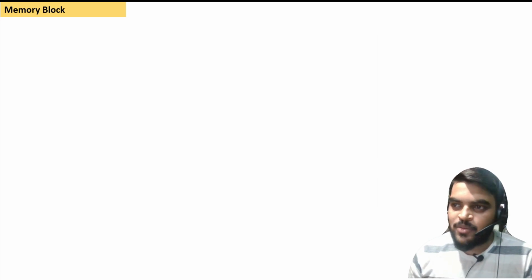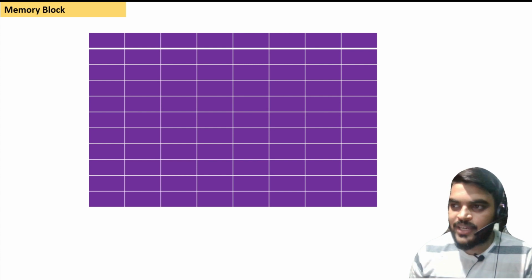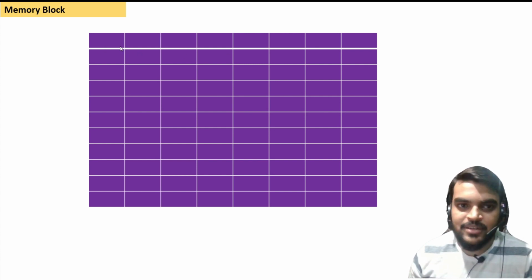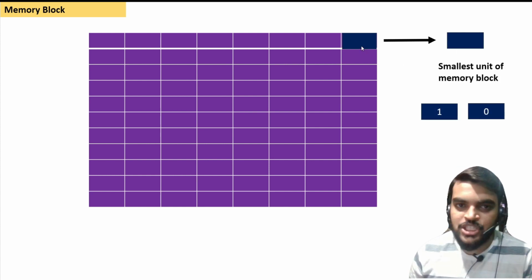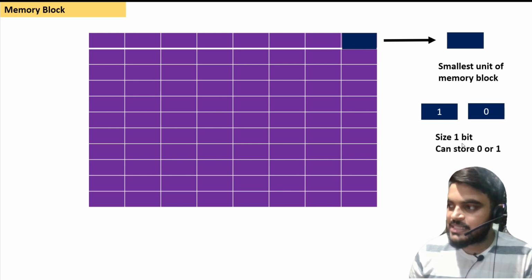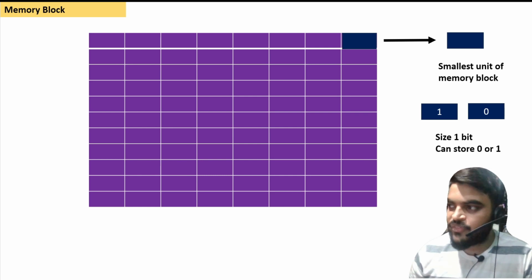So now let's talk about the memory block that we have in our computer. You can imagine it this way: we have a number of small blocks in a sequence, and this is forming the memory where we are storing the data, okay? And the smallest block, you can see this is the smallest block. This block can store either 0 or 1. It is nothing but 1 bit of information. So a single, smallest block can store 1 bit of information, not more than that, okay?